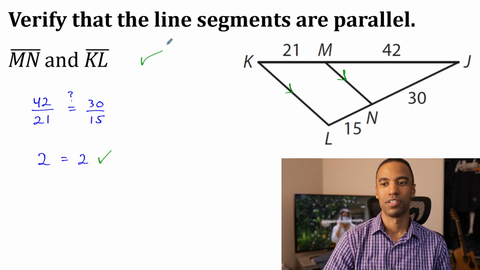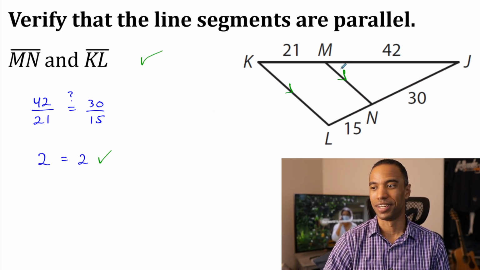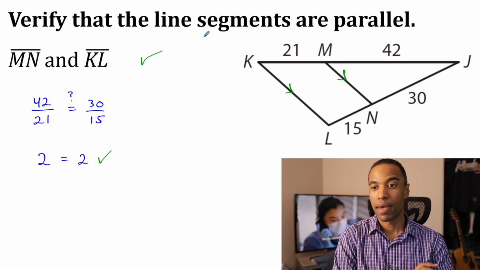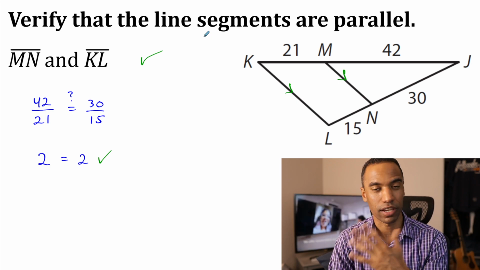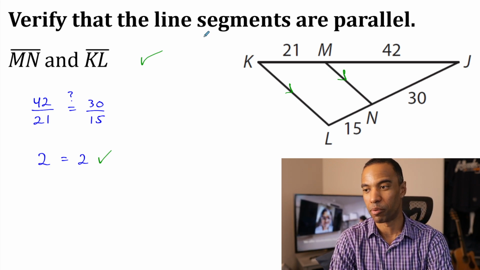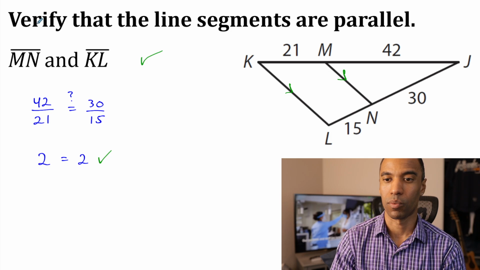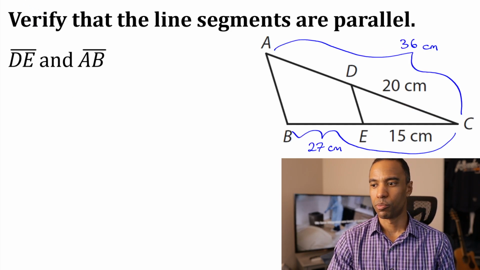Those are parallel. That's a check, by the way. Parallel and then check. MN and KL are indeed parallel to each other because the converse of the side splitter theorem, the triangle proportionality theorem, holds up there. It works. I think I have two more examples here.